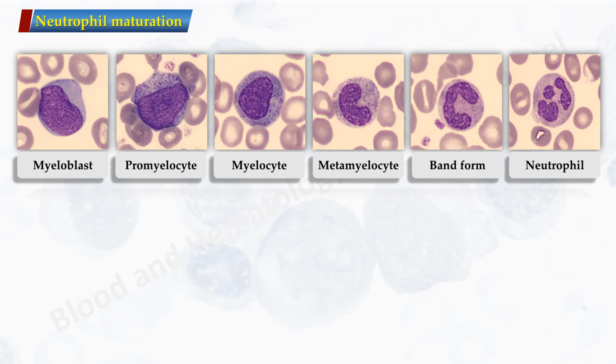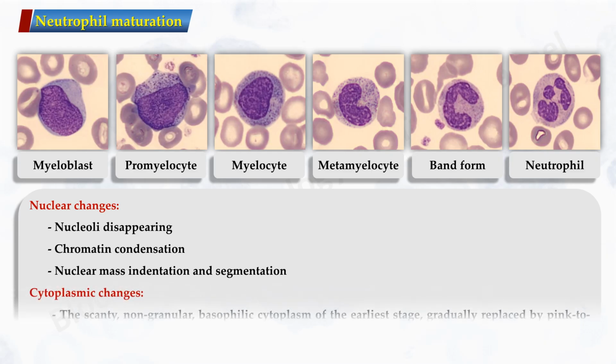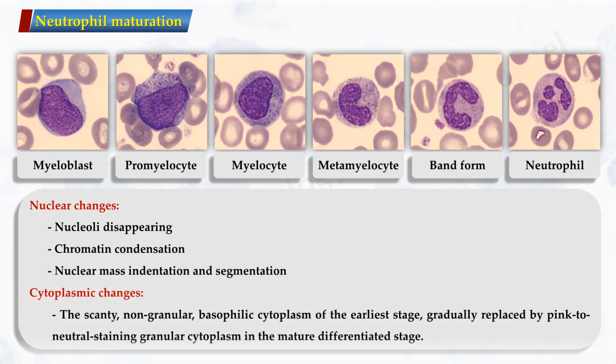During the maturation process, obvious progressive changes occur in the nucleus. The nucleoli disappear, the chromatin condenses, and the once round nuclear mass indents and eventually segments. These nuclear changes are accompanied by distinct cytoplasmic changes. The scanty, non-granular, basophilic cytoplasm of the earliest stage is gradually replaced by pink to neutral staining granular cytoplasm in the mature differentiated stage.